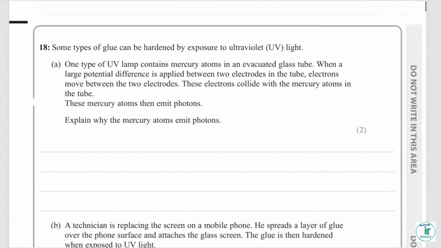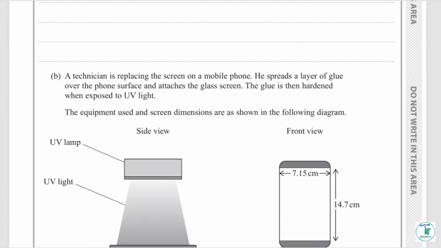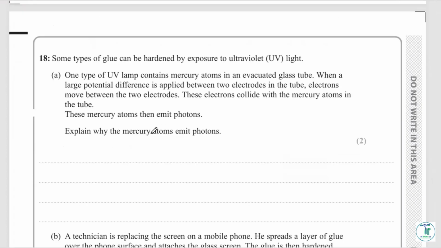Now we've got the last question, and that has to be question number 18. Some types of glue can be hardened by exposure to ultraviolet light. One type of UV lamp contains mercury atoms in an evacuated glass tube. When a large potential difference is applied between the two electrodes in the tube, electrons move between the two electrodes. These electrons collide with a mercury atom in the tube. These mercury atoms then emit photons. Explain why mercury atoms emit photons, right? So we need to talk about that.